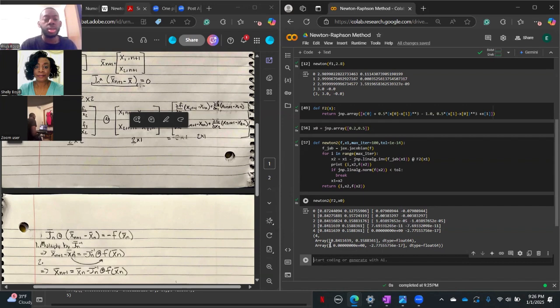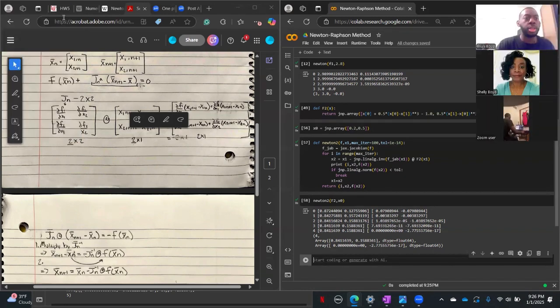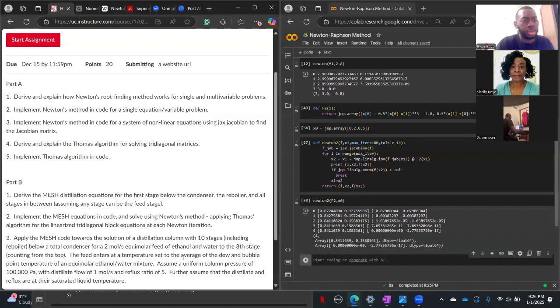But yeah, that is the implementation of a nonlinear equation using Jacobi, implementing Newton's Raphson method. So we got all three of it done.